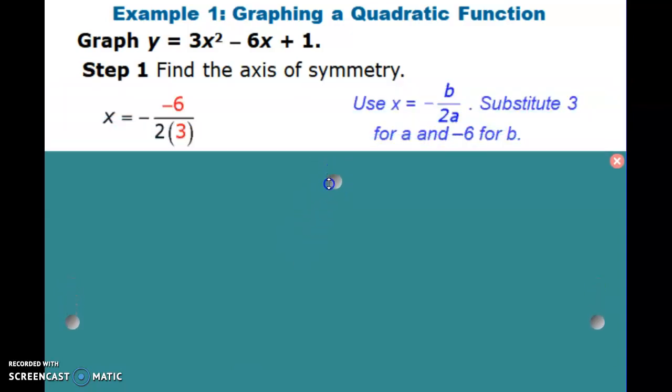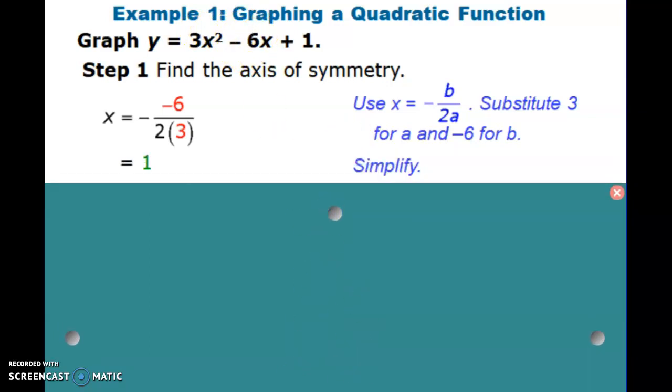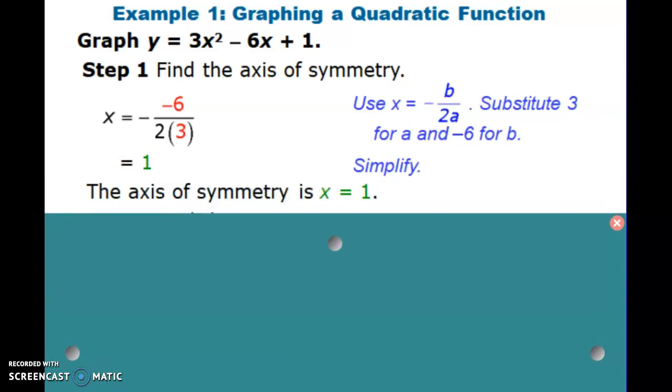We use the formula, x is equal to negative b over 2a, and we substitute in 3 for a and negative 6 for b. When we do that and we simplify, we find that x is equal to 1. So that's our axis of symmetry. It's also the x-coordinate of the vertex.